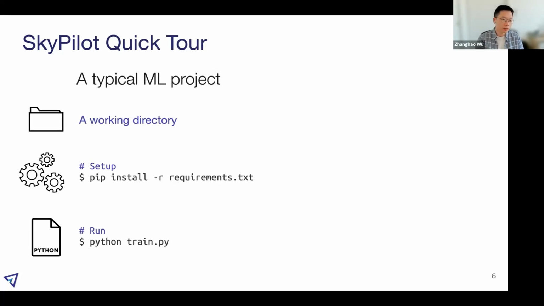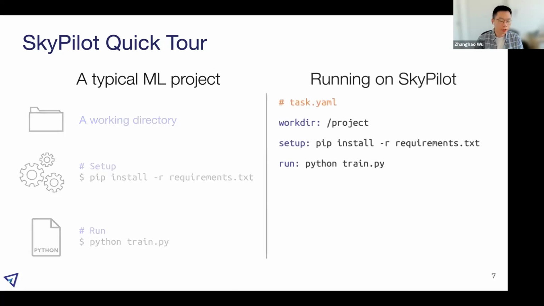We take an ML project as an example. A typical ML project will involve a working directory, which includes the code and data of your project. There's a setup script where you can install your dependencies, like different packages, and there's a run script where you can start your program. In SkyPilot, we offer a very simple YAML interface where you can specify those things.